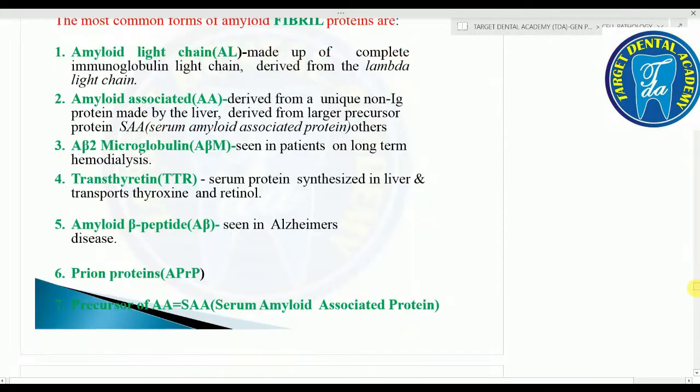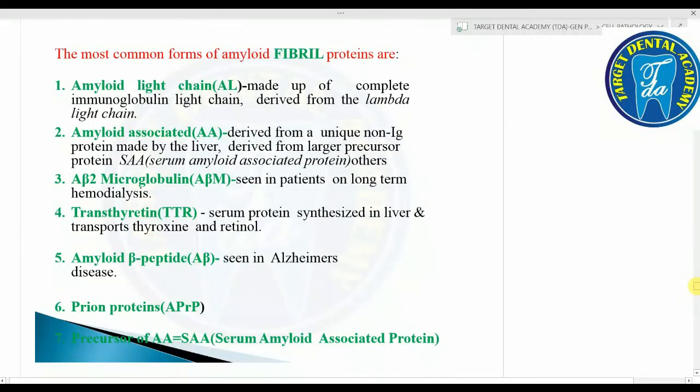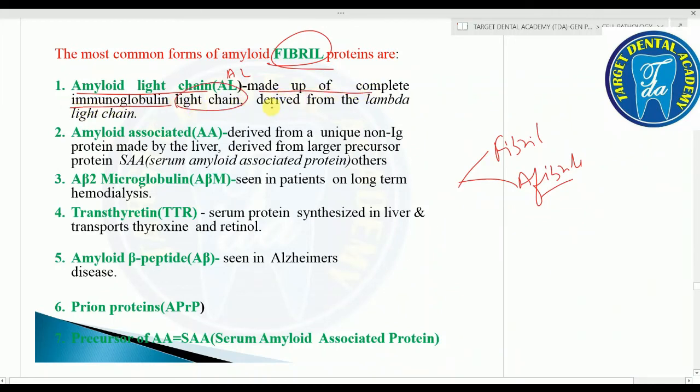So there are two types of protein: the fibril protein and the afibrillar protein. First we are going to discuss the fibril protein. The most common form of amyloid fibril protein is AL, which means amyloid light chain, and it is made up of a complete immunoglobulin light chain. It is derived from the lambda light chain, the very important lambda light chain.